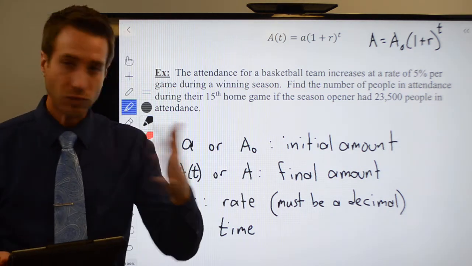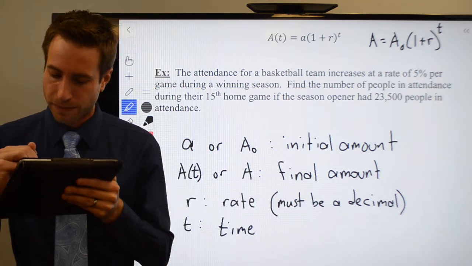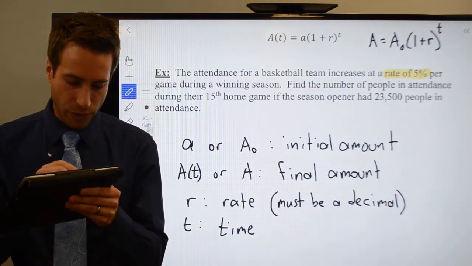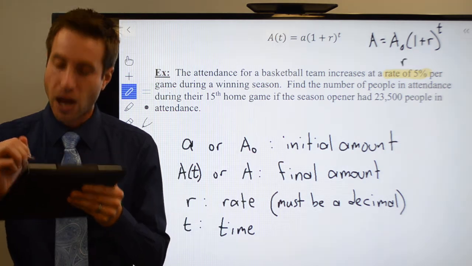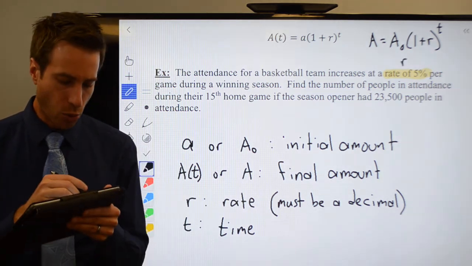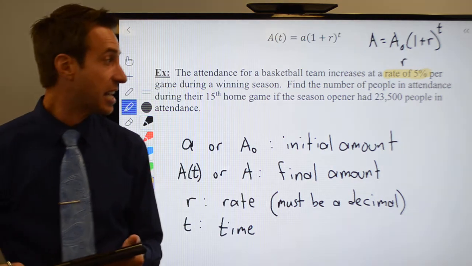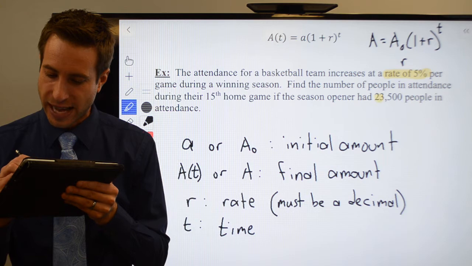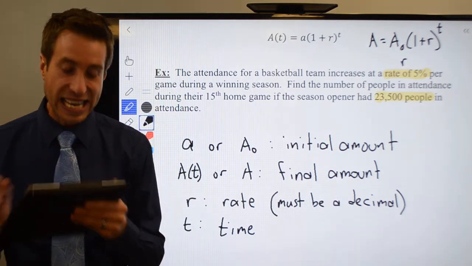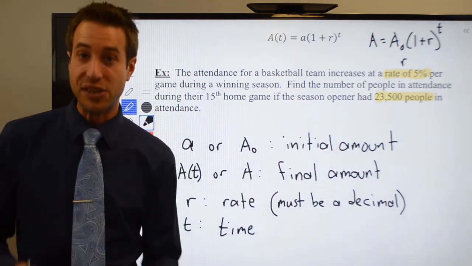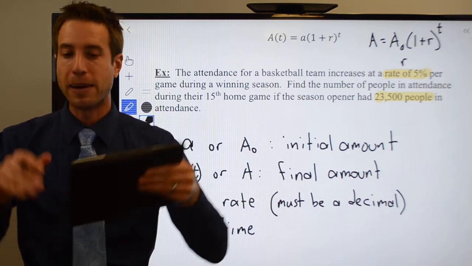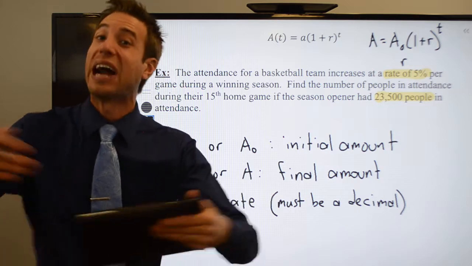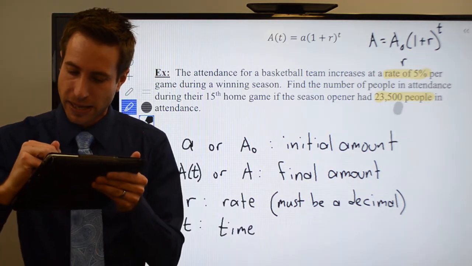First of all, really easy to spot, rate of 5%. So we now know what R is. I'll have to convert it to a decimal, but we'll worry about that in a second. Next, we know the season opener had 23,500 people in attendance. That's the initial amount, right? How many people were present at the start? 23,500 people were at the first game. So that's going to be A naught.